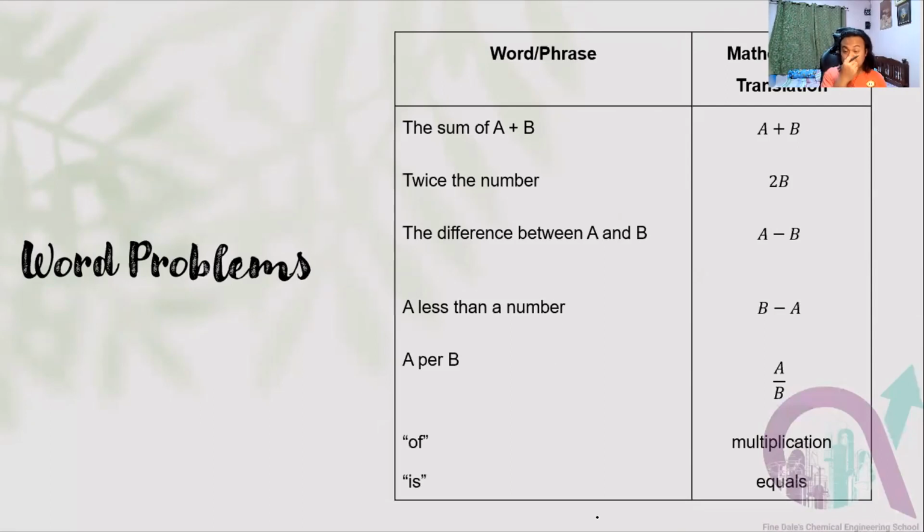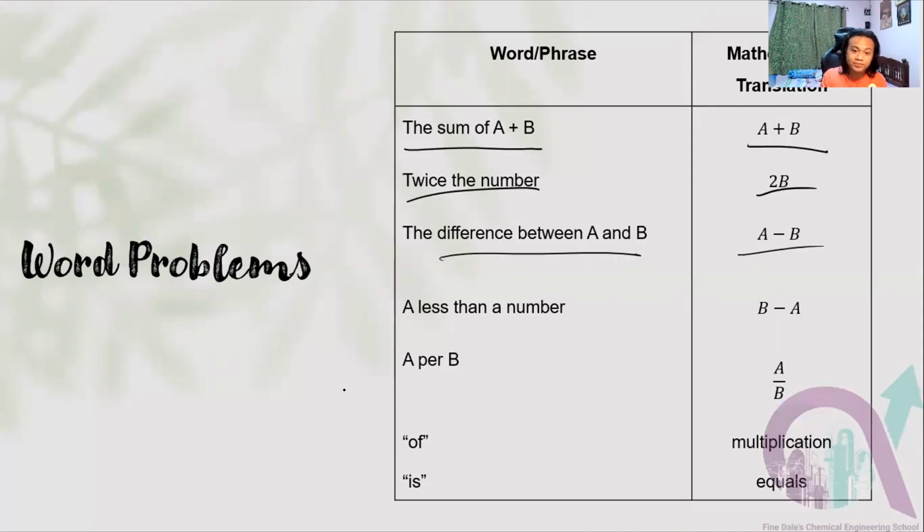I'm sorry, I cannot see what is on my video, but the topic is mathematical translation. When you see words like, for example, the sum of A and B, that has a mathematical translation. Twice the number means you multiply the number by 2. The difference between A and B means minus. A less than a number means A is subtracted from the number. A per B: A is the dividend and B is the divisor. And of is multiplication, is equals.